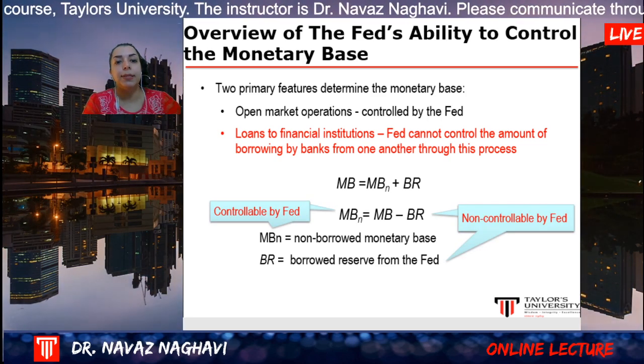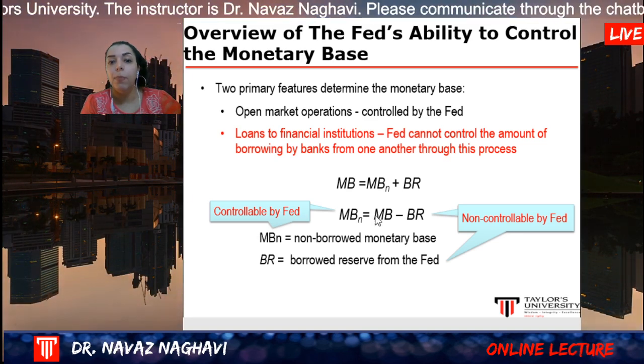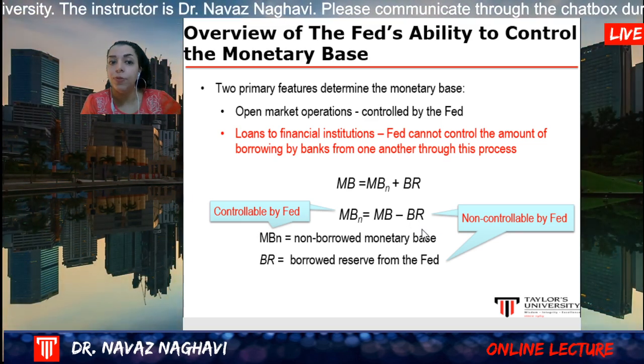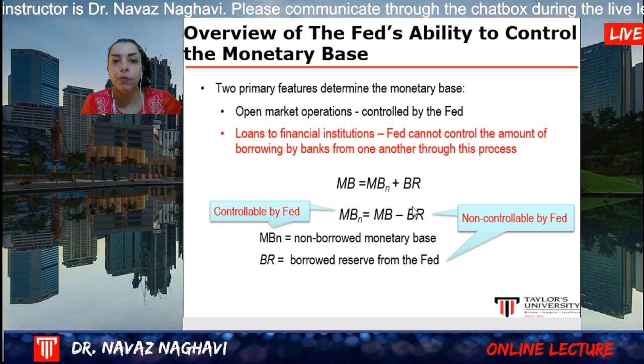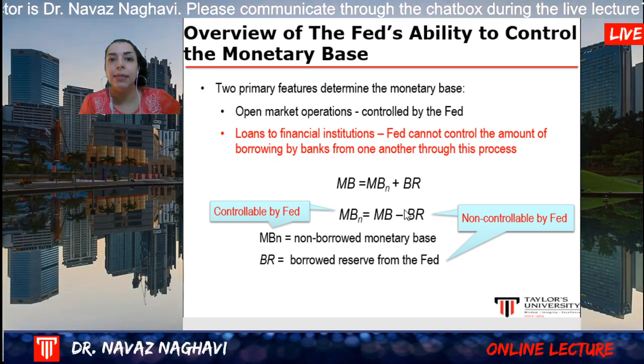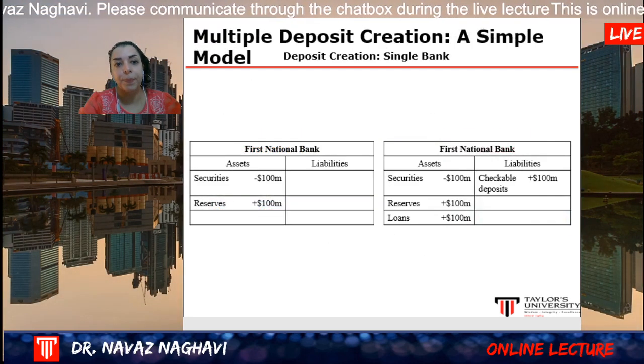So you can see that MBN is controllable by the Fed, but BR, borrowed reserve, is not in control of the Fed. And this is just a kind of loan that the Fed provides to the banking system in case they require it.